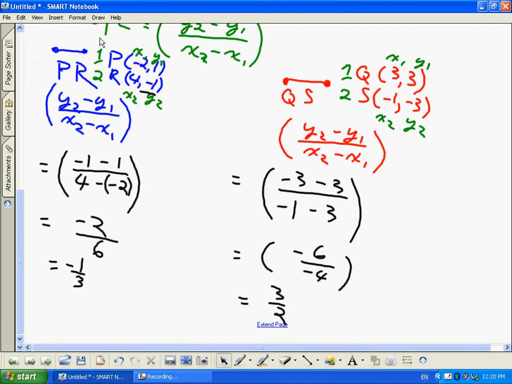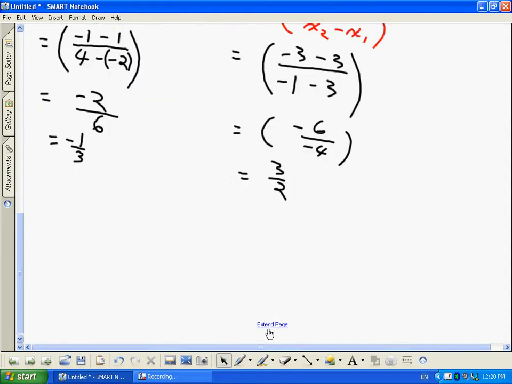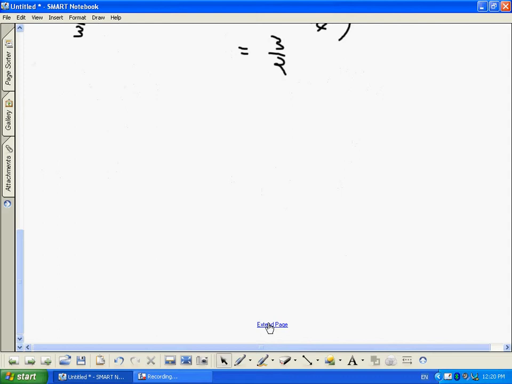Part 2. We found the slopes of each line. I need to find the actual equation of each line. If you remember from grade 9, our equation of a line is y equals mx plus b. So I want both of these diagonals written in this form, y equals mx plus b. I'm writing them above so I know how to plug things in.